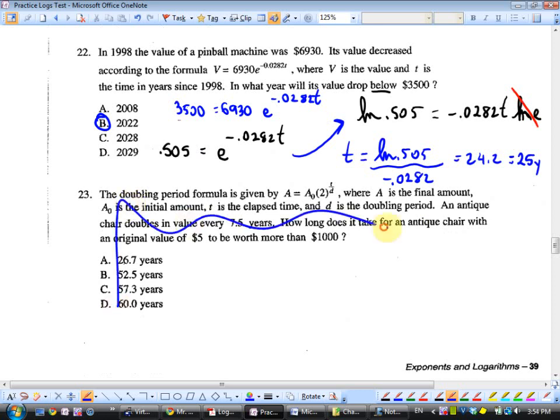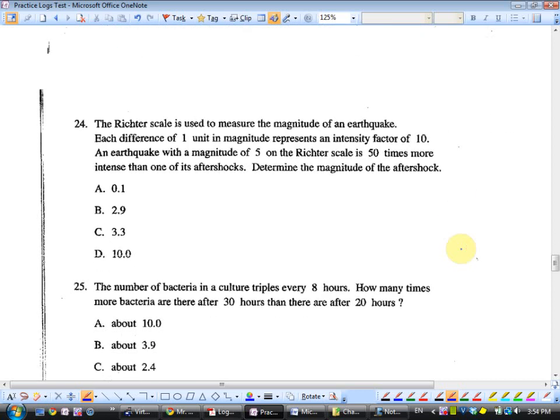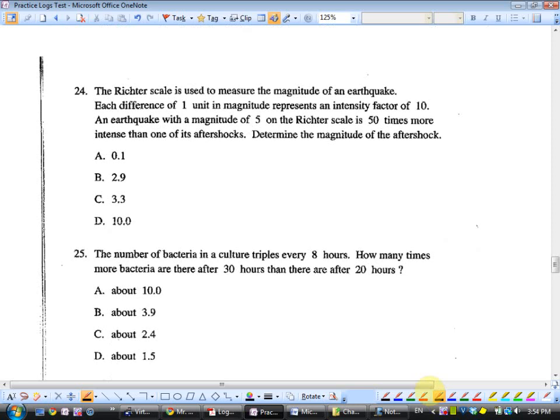We're going to do one in the homework on the written. 23 will nuke. I guess we should practice number 24.